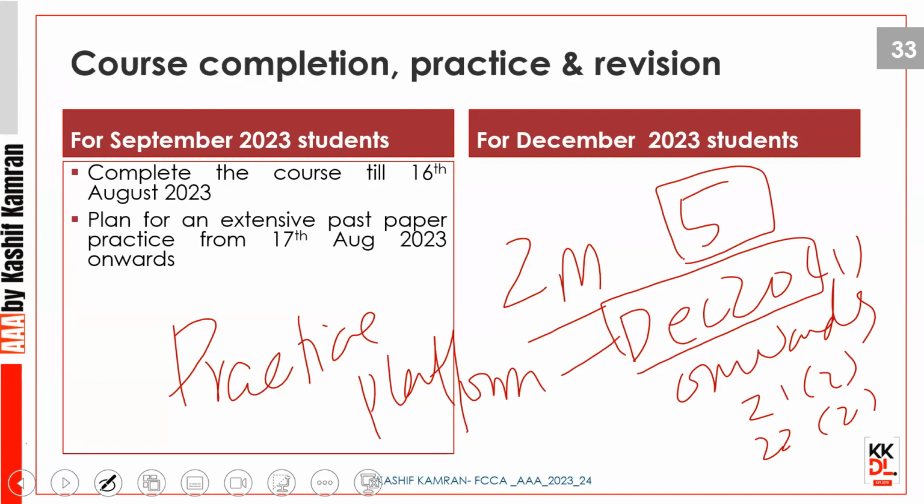You will not be attempting the paper nicely if you have not completed the full course. So I will prefer that the 5 recent papers are done once you have completed the whole syllabus. And that should be after the 17th of August. Prepare for an extensive past paper practice. I hope you're clear with this, all of you.